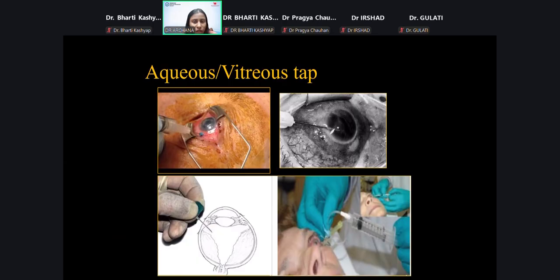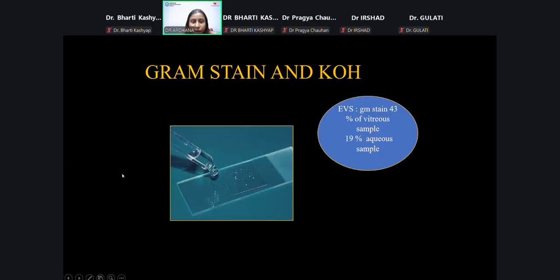Just under topical anesthesia, we can take, as in the second picture, an AC tap or a vitreous tap, followed by injection of intravitreal antibiotic. And it is very important to send this sample for gram stain and KOH, because gram stain at least gives an idea and guides us in future management. Even though it's not in 100% of the cases that you get gram stain positive.